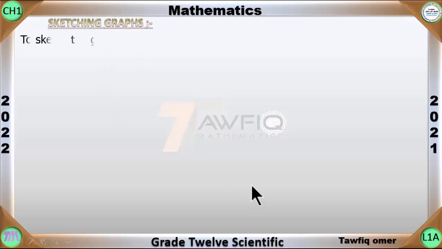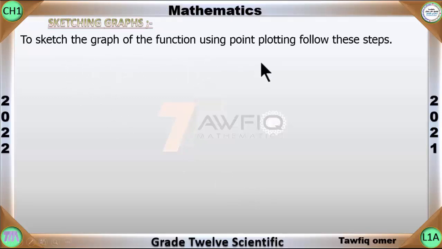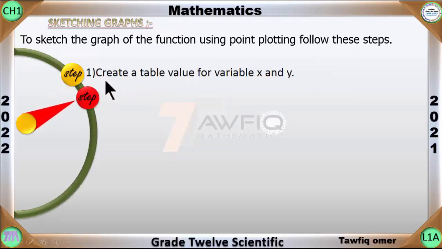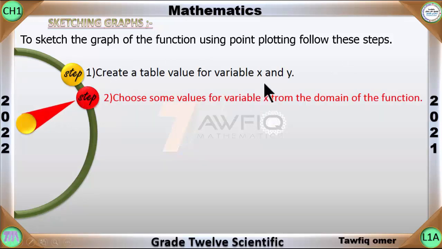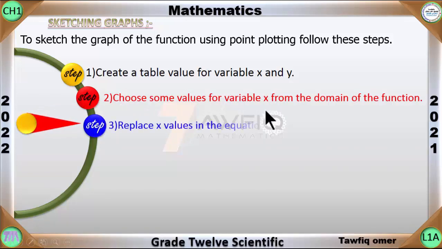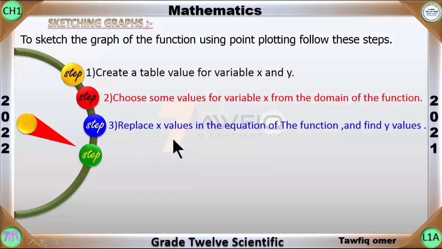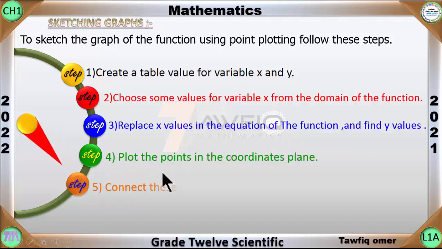Sketching graphs. To sketch the graph of the function using point plotting, follow these steps. Step 1. Create a table of values for the variables x and y. Step 2. Choose some values for the variable x from the domain of the function. Step 3. Replace x values in the equation of the function and find y values. Step 4. Plot the points in the coordinate plane. Step 5. Connect these points with an appropriate curve.